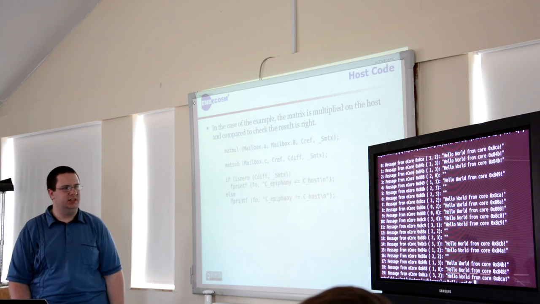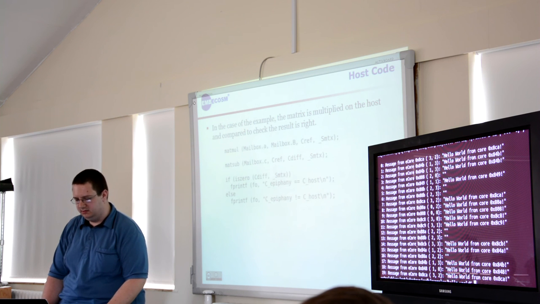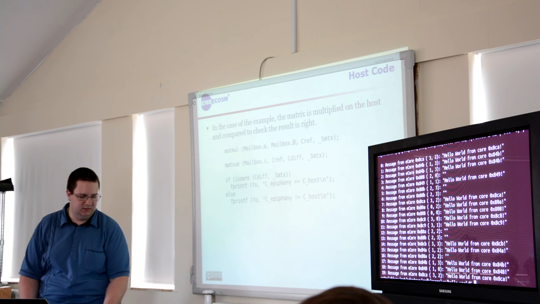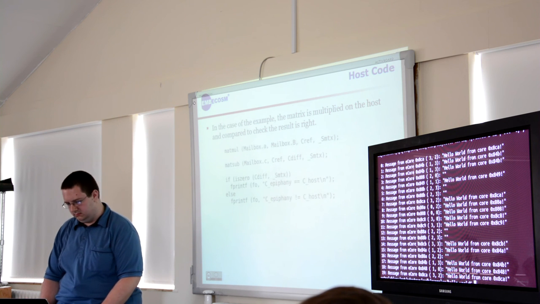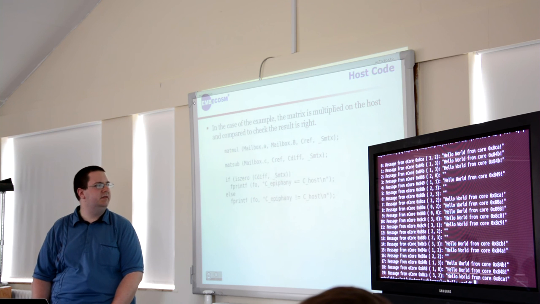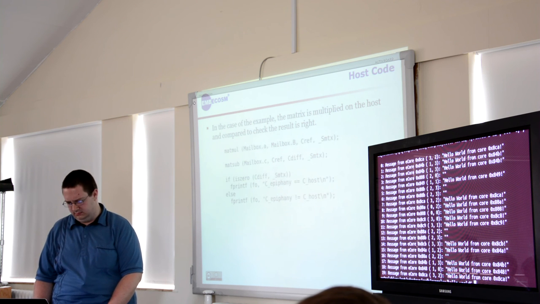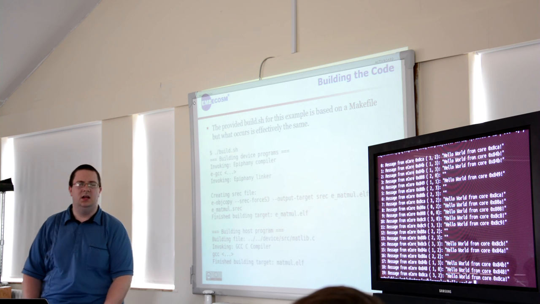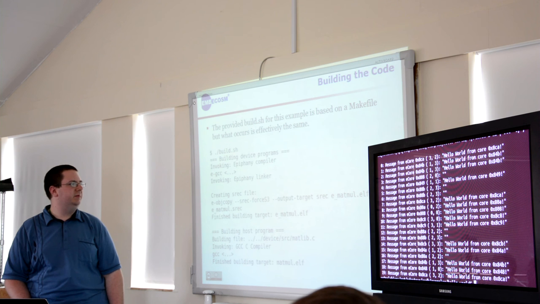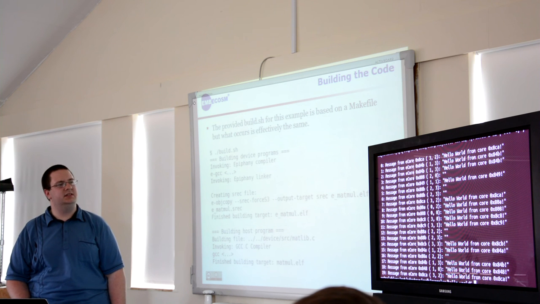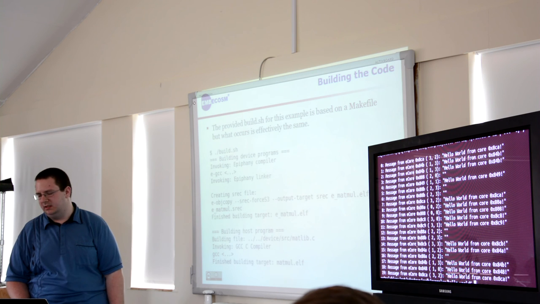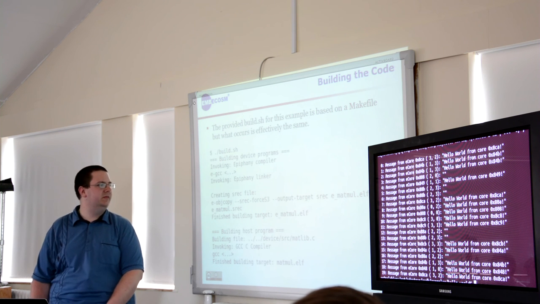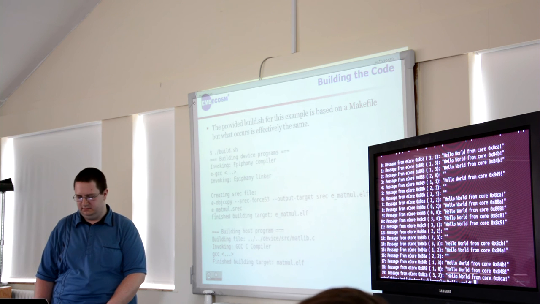In the case of the example, so that we can verify it works, it does the matrix multiply itself on the ARM board, and if the result is right, then everything's good. If not... Building is very much the same two lines, except if you look at the example, this example has a makefile, so the build script calls a makefile to build the particular target.